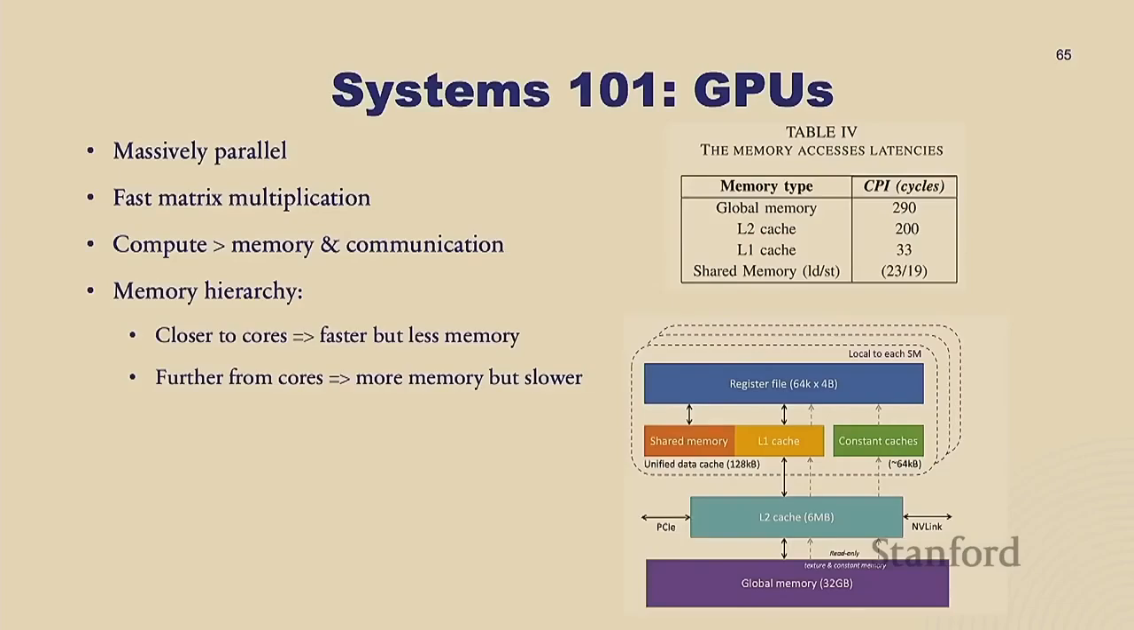Another thing to know about GPUs is that there's a memory hierarchy. This is the same with CPUs: basically, the closer you are to your cores, the less memory there is, but the faster things run. If you're further away, there's more memory, but it's slower.